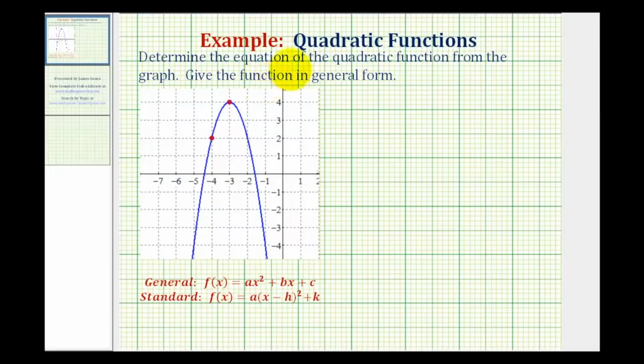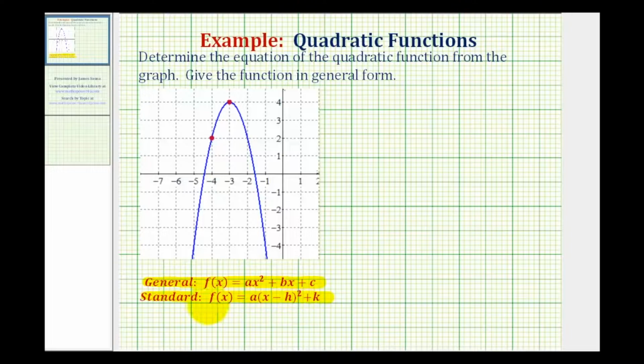Determine the equation of the quadratic function from the graph; we also want to give the function in general form. Remember, general form of a quadratic function is f of x equals ax squared plus bx plus c. But to find this form of the function, we're actually going to use the standard form first, which is f of x equals a times the quantity x minus h squared plus k.